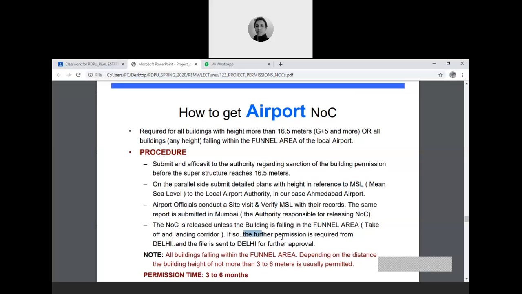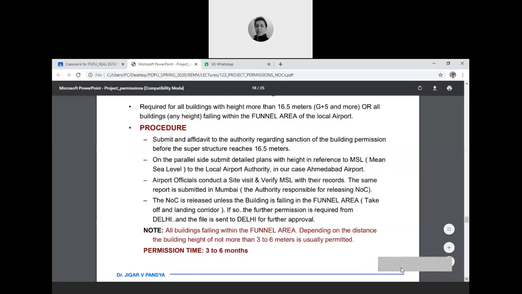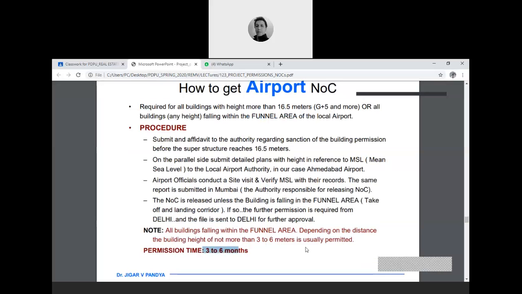And if there is a problem, if further permission is required, it will go to Delhi. So there are two levels of clearance that you will need. Most of the cases from Mumbai, you'll get it done. Usually, it takes 3 to 6 months to get your airport NOC. So you have to start a little early.